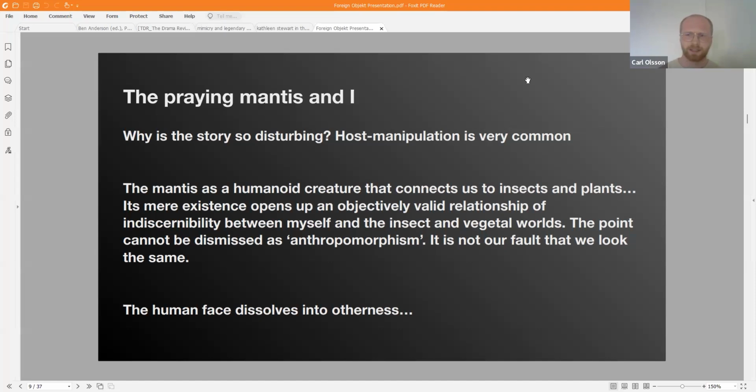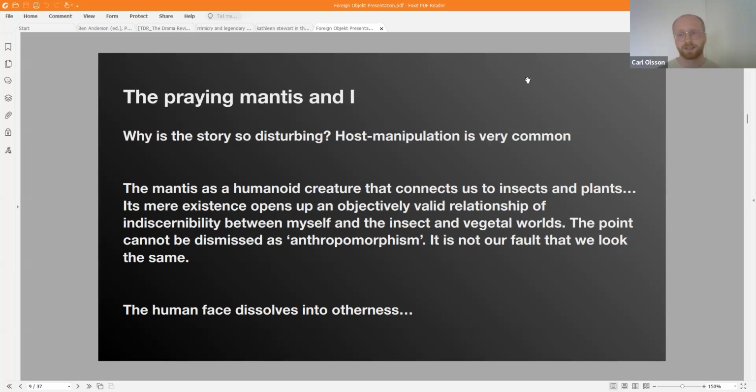Its mere existence opens up a kind of objectively valid relationship of basically indiscernibility between myself and the insect world and the vegetal world, between me, the mantis, and the plants that it mimics, because I am also in a way a mimic of it, an image of the mantis.